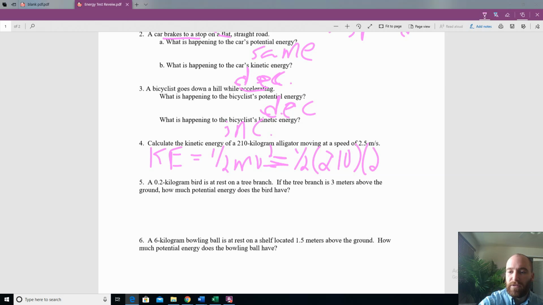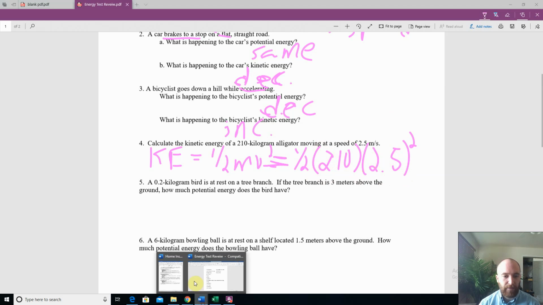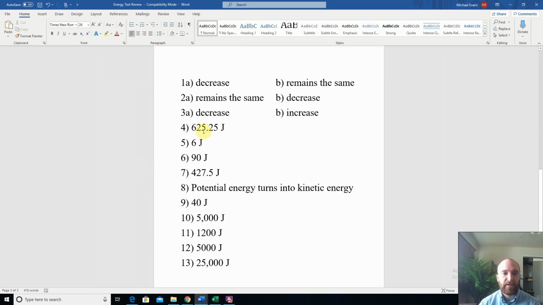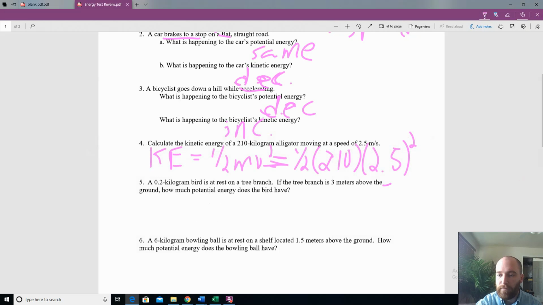And the speed is 2.5, and don't forget to square it. So if you do this in your calculator, what you're going to do is the 2.5 squared first, and then multiply it by the other two values. So 2.5 squared times 1/2 times 210. And that will give you an answer of 625.25 joules.